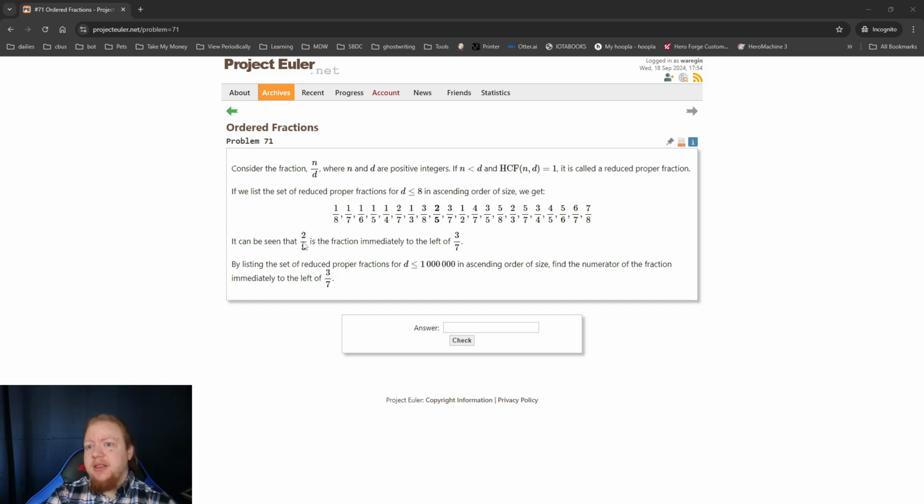It can be seen that 2 over 5 is the fraction immediately to the left of 3 over 7. By listing the set of reduced proper fractions for d less than or equal to 1,000,000 in ascending order of size, find the numerator of the fraction immediately to the left of 3 over 7. Something to notice here is we don't actually need to list all of these fractions. We just need to figure out which fraction is the closest to 3 over 7 without being over 3 over 7.